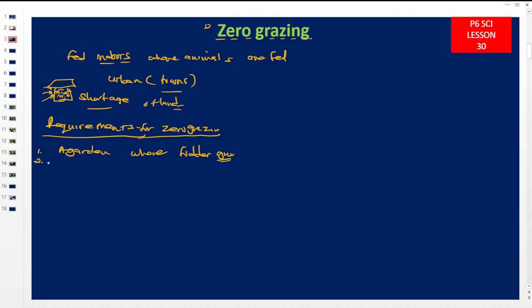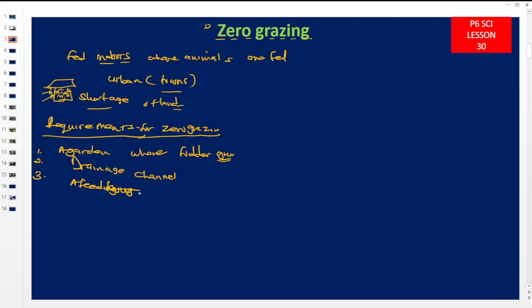Number 2, a farmer should have drainage channels. When these animals urinate, where will the urine go? Because we're in an urban area, you have neighbors, you will not let this urine just go meandering everywhere to the neighbors, or the cow dung. No. You have to construct a well drainage channel. And number 3, here you require a feed trough. So you have to have a feed trough.